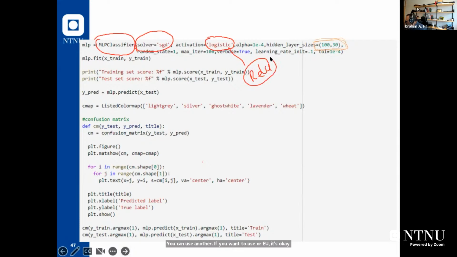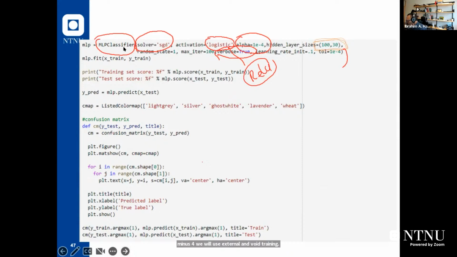For example, this alpha, I don't know what is alpha in fact. Hidden layer size. In this case, do you see this number? It's 100, 30, which means we will use 2 hidden layers, right? The size of the first hidden layer will be 100, and the size of the second hidden layer will be 30. Random state equal 1, maximum number of iterations. This one is for printing the output from the training process. And initial learning rate equal 0.01, and this tolerance equal 1 multiplied by 10 to the power of -4. We will use X-train and Y-train for training.